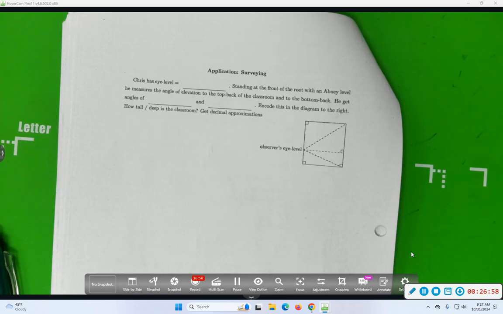Now I need to record the height of my eye line because that'll be relevant for this diagram. The way I'm going to do that might feel pretty haphazard and sloppy. There's my eye line. I mean, better that than trying to hold the tape measure up to my eye.